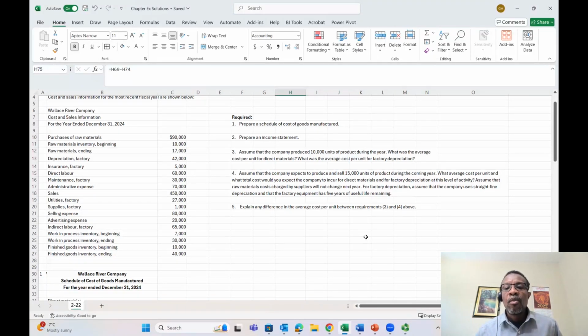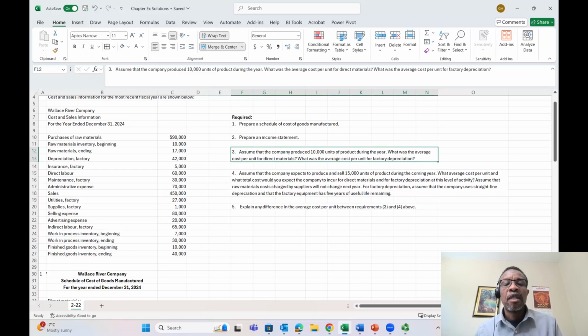So the third part asks us to assume that the company produced 10,000 units of product during the year. What was the average cost per unit for direct material, and what was the average cost per unit for depreciation? All right, so if we look at the two items that the question is asking us to look at, one is direct materials, and the other one is factory depreciation.